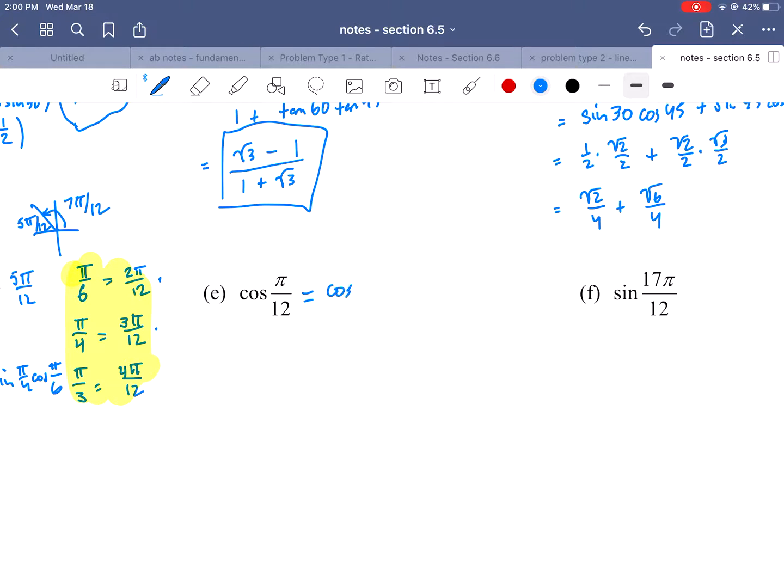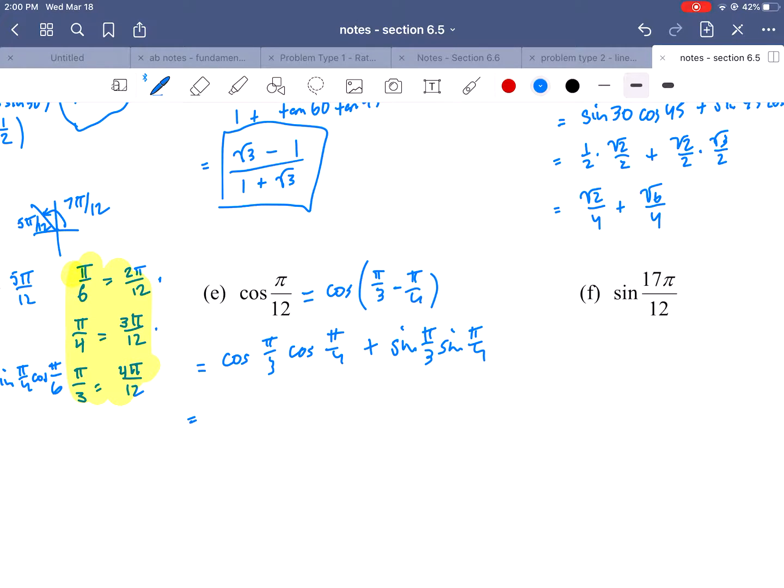Again, it wouldn't really matter which one you ended up doing, but I'm just going to do pi over 3 subtract pi over 4. So pi over 3 minus pi over 4. And my cosine of a difference formula says cosine of the first times cosine of the second plus, sorry, wrong one. We want to do sine. Sine of the first, pi over 3, times the sine of the second, which is pi over 4.